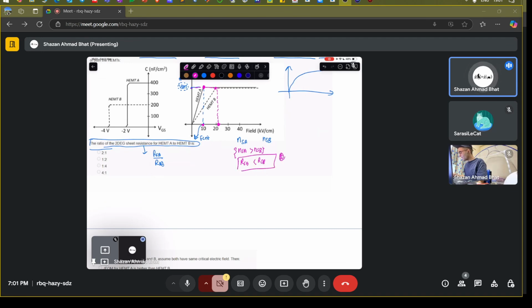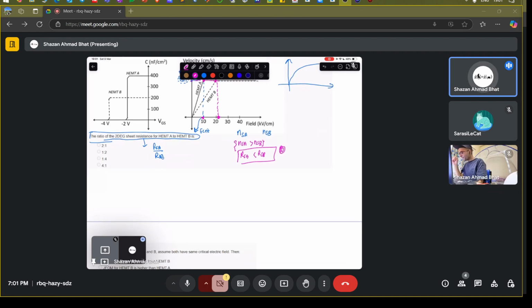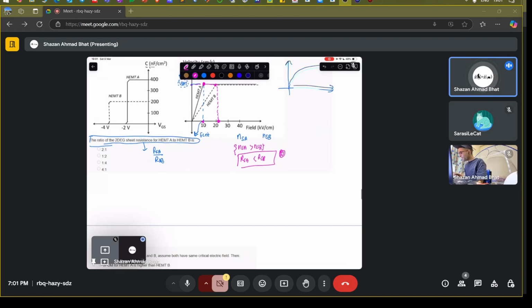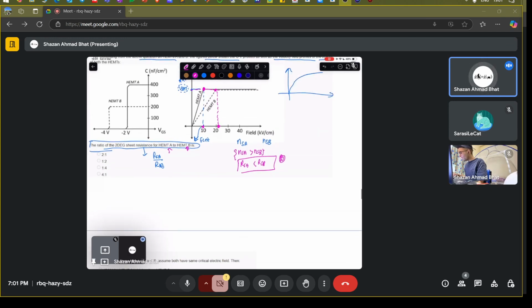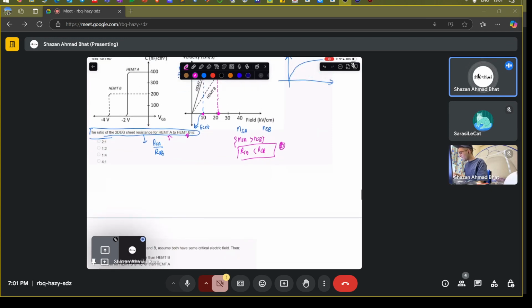So this is the exact concept they wanted you to understand from this particular picture. And then you have to calculate the ratio for HEMT A to HEMT B. The ratio Rs,A over Rs,B would be less than 1. That means this option goes, this option goes, and this one can remain. The only two options remaining are 1 is to 2 and 1 is to 4.